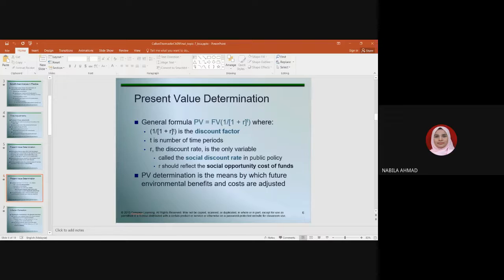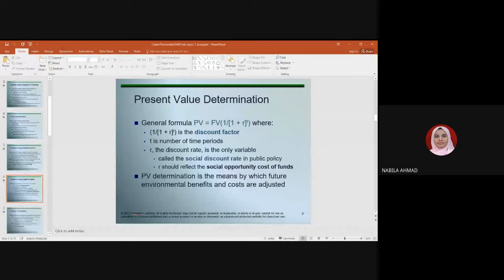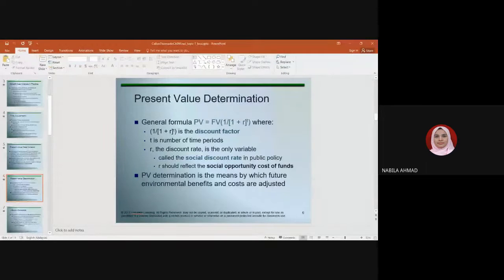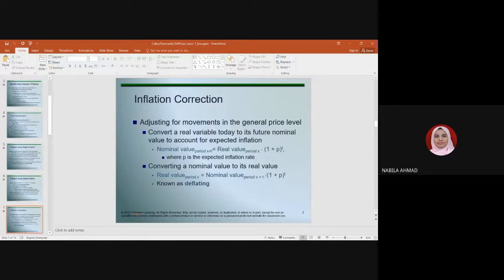Ataupun R juga kita boleh panggil selain daripada discount rate, kita panggil interest rate, rate of return, and it also can be social opportunity cost of funds. Okay. So present value determination is the means by which future environmental benefit and cost are adjusted. Inilah, kita adjust untuk future, jadi kita boleh adjust untuk present value. Okay, so far okay? Okay, madam. Okay, now kita nak move to inflation correction.